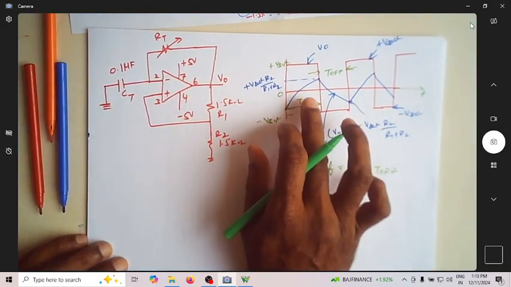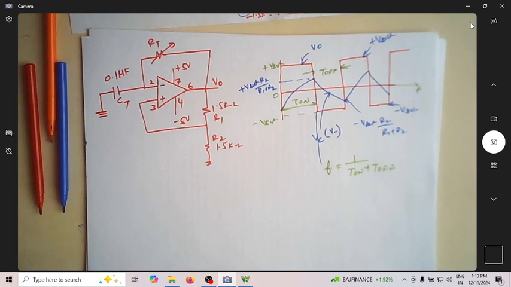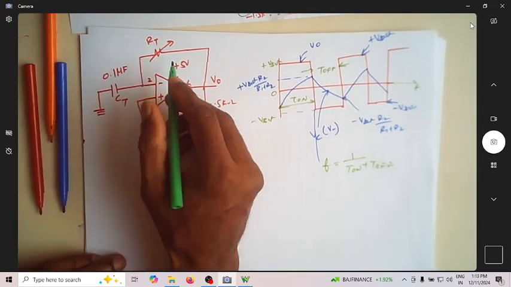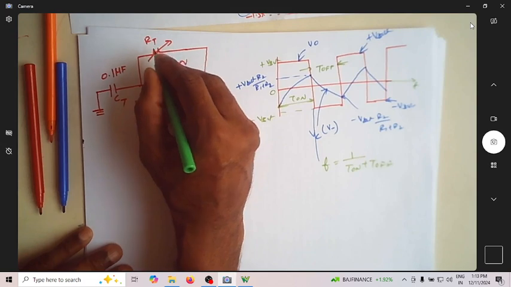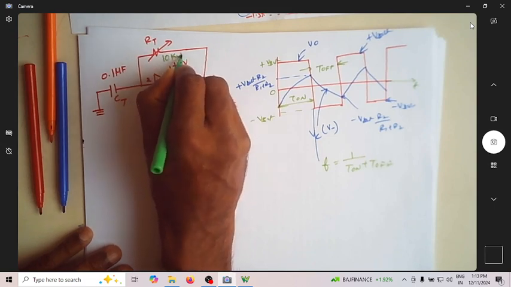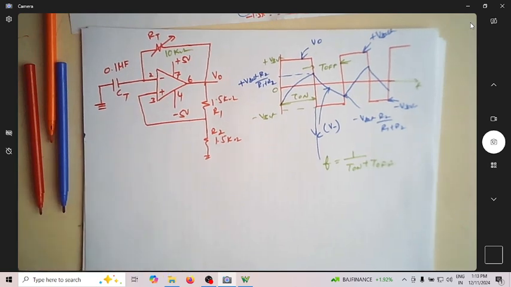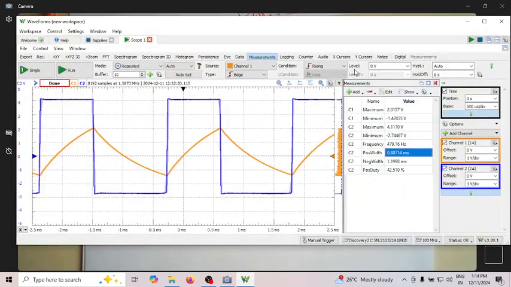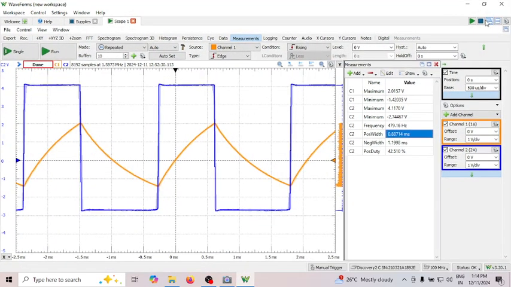Now let us see the waveform that we are getting. What I'm connecting now is an RT of 10 kilo ohm. So this is a 10 kilo ohm resistor. Let me go back to my circuit. I have already made the connection, so let us try to see the waveform. This is the waveform I have.